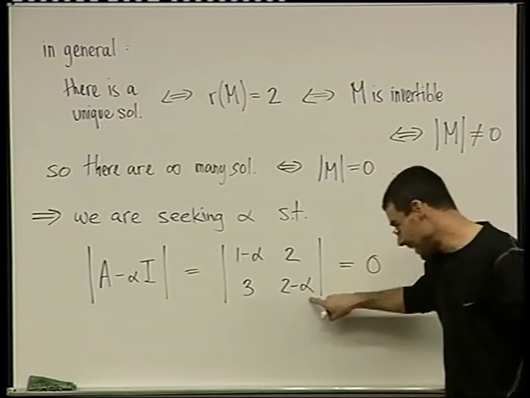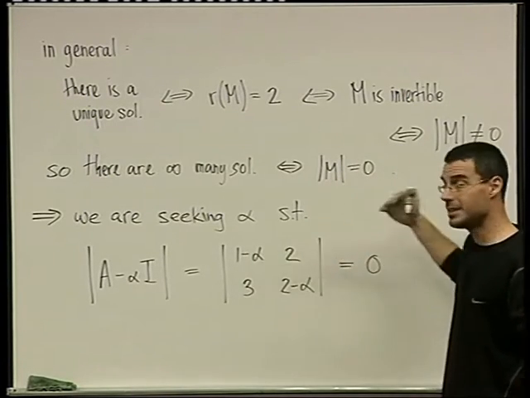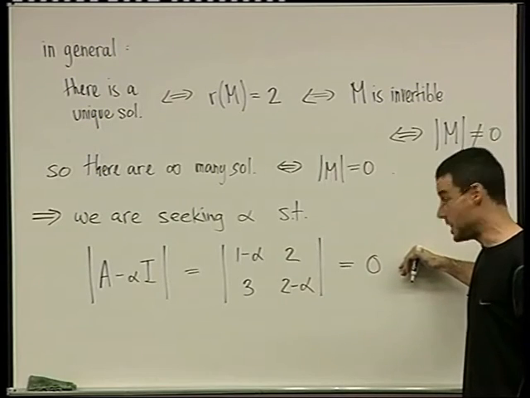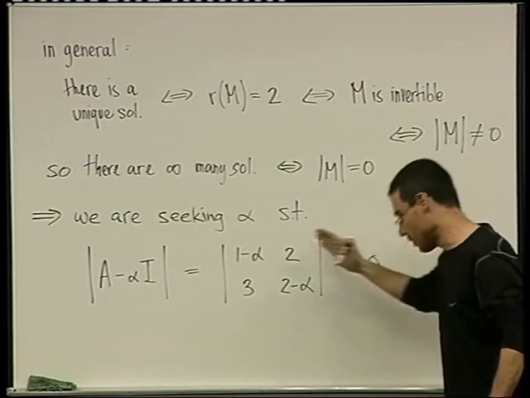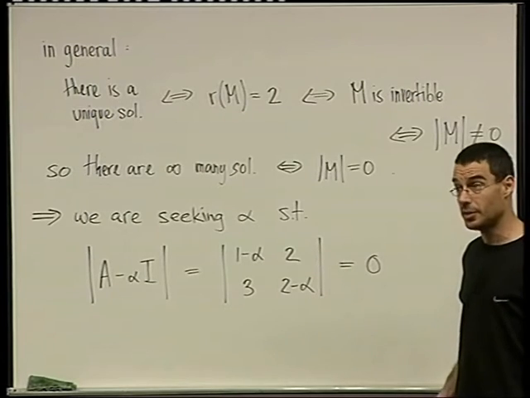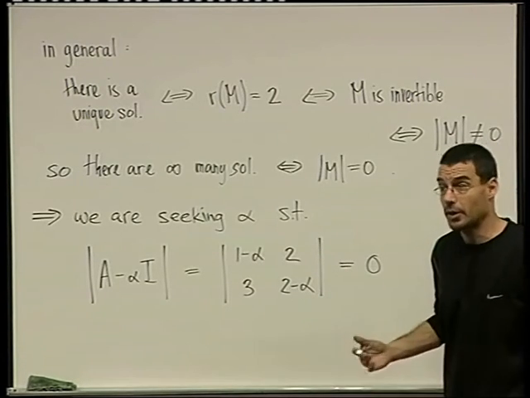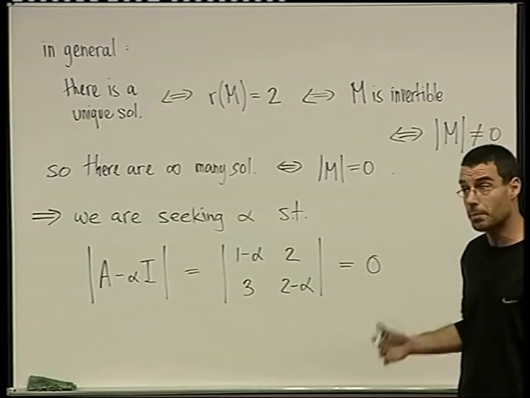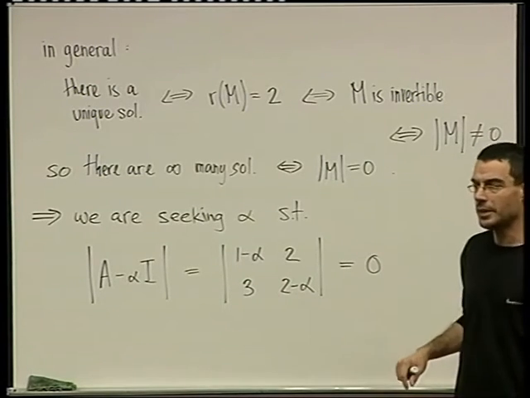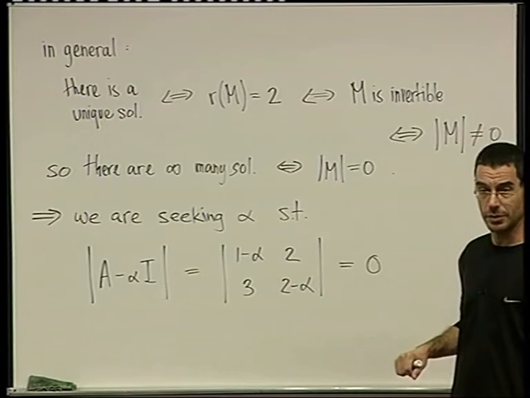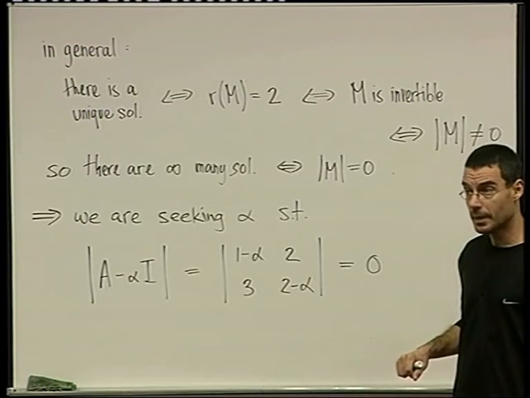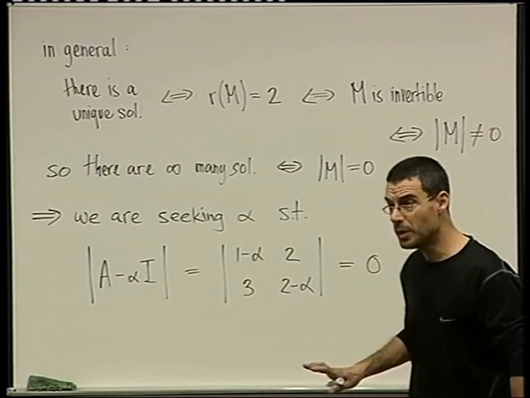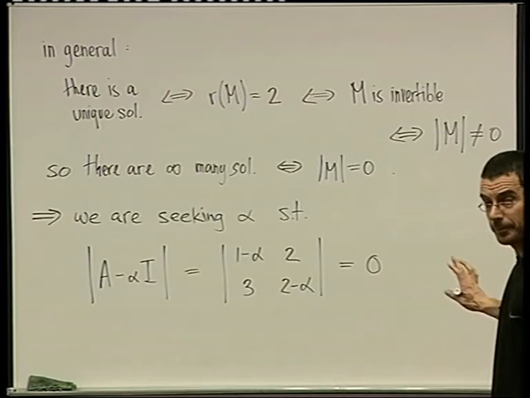If we can find an alpha such that this determinant is 0, then for that alpha, there are going to be infinitely many solutions to the system. In particular, there are going to be non-trivial solutions to the system, and those solutions are precisely the x, y's we're looking for, the eigenvectors. Good? Okay. Everybody still with me? Is the story clear? Okay.